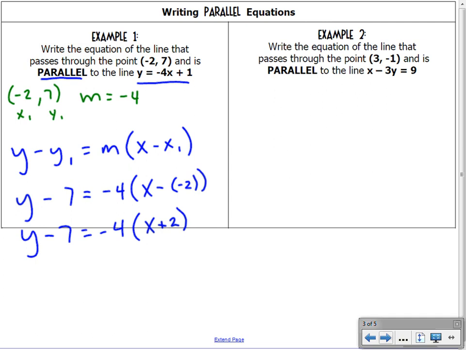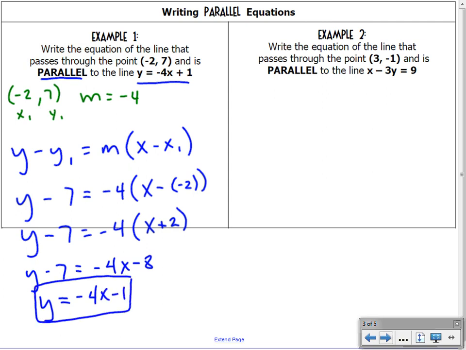We'll distribute, and then add 7 to each side. So we would get y equals -4x minus 1. So this is a line that is parallel to the one that we were given, and we can tell because they have the same slope of -4, but different y-intercepts. So you can see it's a little bit more work now. We have to actually write an equation given some specific information.